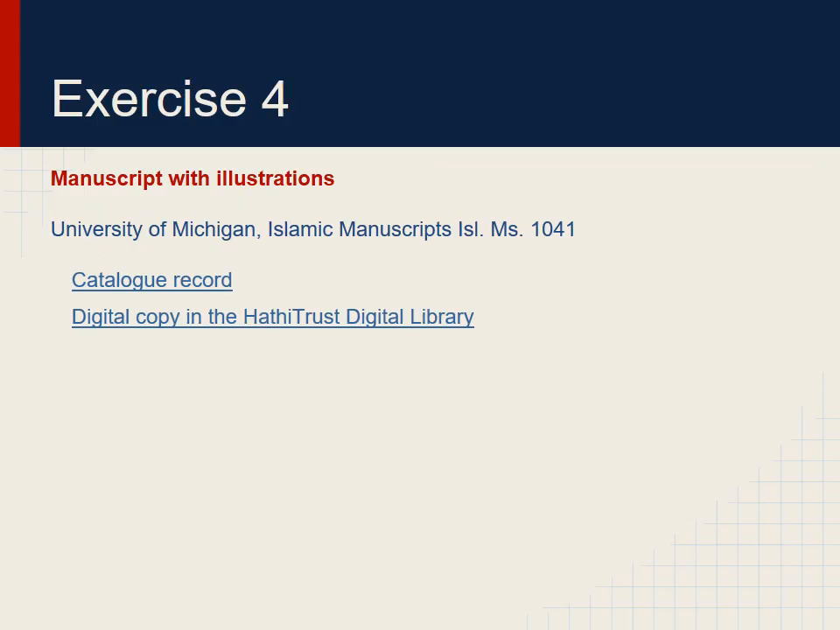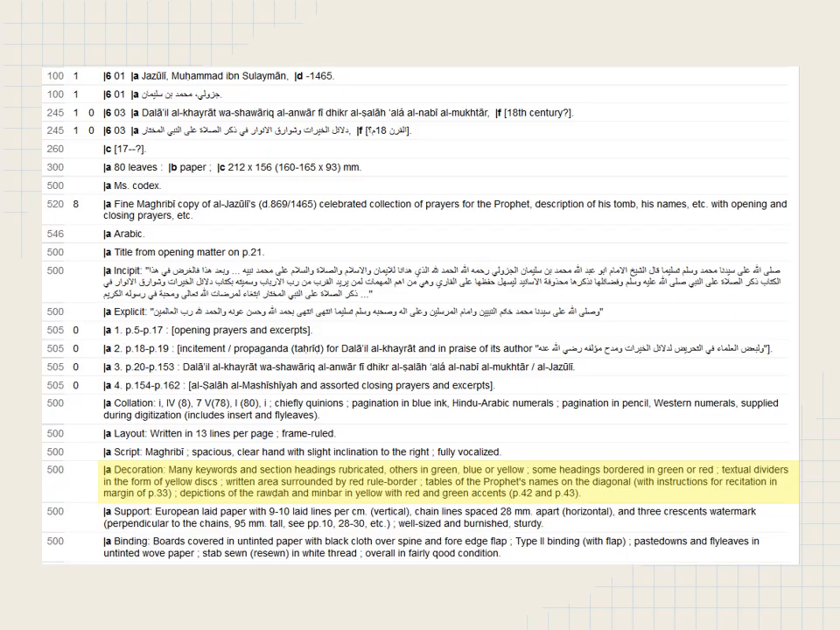In this example, we will look at an illustrated manuscript from the University of Michigan. The text is a well-known collection of prayers entitled Dalail al-Khairat. We will focus on the description of the decorations. This element is highlighted here in the bibliographic record.